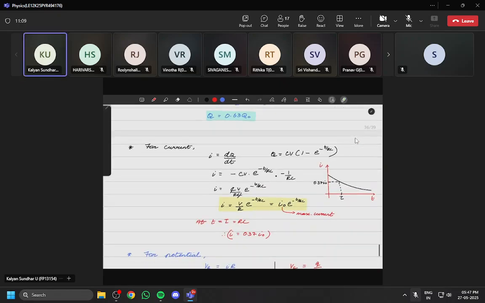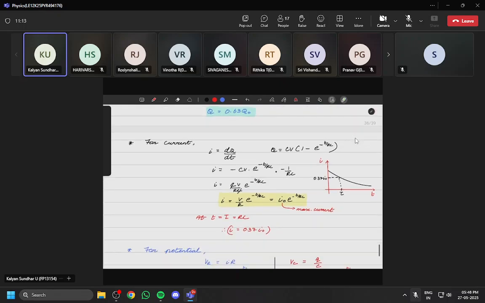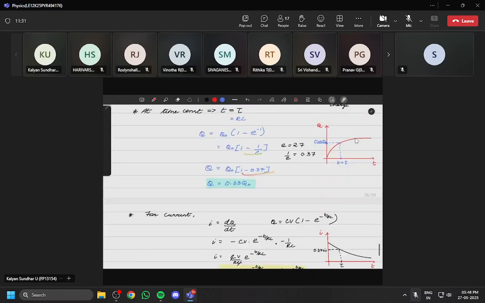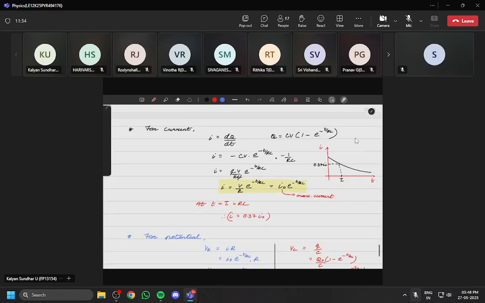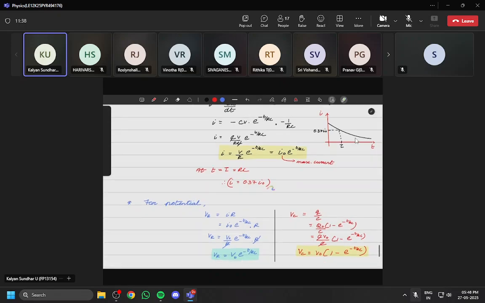Now let us find the current. Once we find Q, directly dq by dt is your current value. So we differentiate the terms, and I will be equal to I naught e to the power minus t by RC. And again here the same thing. When it is the time constant, what happens? t will be equal to RC. So the two cancel and only e to the power minus 1 will remain. Earlier we had 1 minus 1 by e; here there is only e to the power minus 1. So the current will be 0.37 times the I naught value.